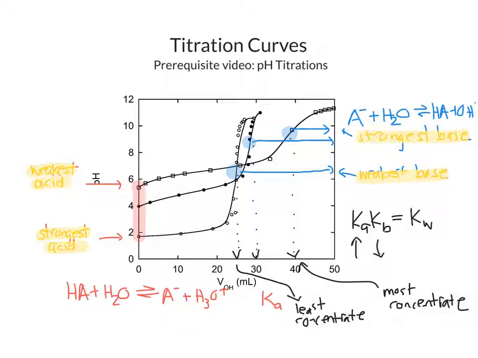Notice that in this case, the weakest acid was the most concentrated, and the strongest acid was the least concentrated, driving home this idea that acid strength and concentration are not the same thing.